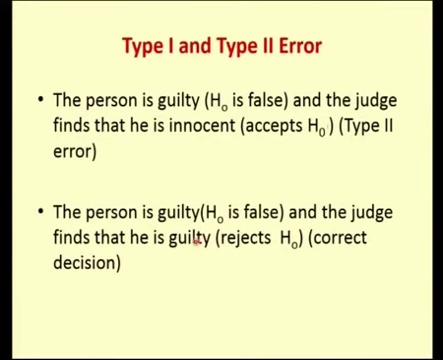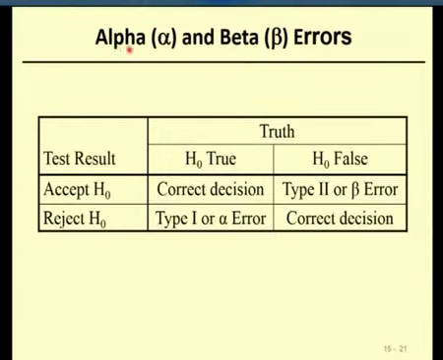If the person is guilty, that is, H0 is false, and the judge finds that he is guilty, then he rejects H0. Both the hypothesis being false as well as rejecting it, it is a correct decision. So, there are 2 types of error always happening in any sampling distribution. We generally denote the type 1 error as alpha and the type 2 error as beta, and we call this the alpha error and this one the beta error.